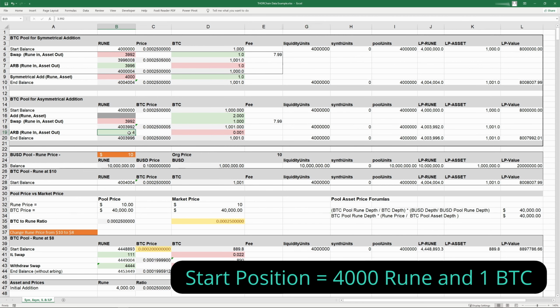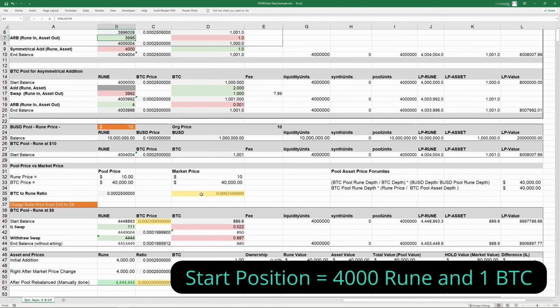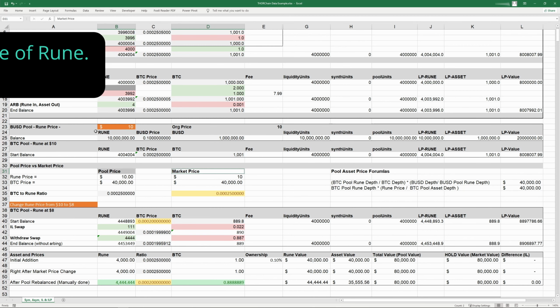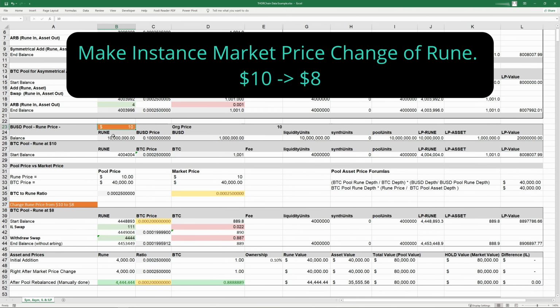I'm using 4,000 as our fantastic number instead of the rounded one, because 4,000 is just such a better number to work with. So here we have our pool price matches the market price because everything's been arbed out, everything's fantastic. Rune price. And then we have our BTC price, and we have our ratios. And this is going to be important to watch, the actual BTC to Rune ratio when we look at the pool price versus the market price. So let's go ahead and drop the price of Rune by 20% instantly, which obviously never happens.